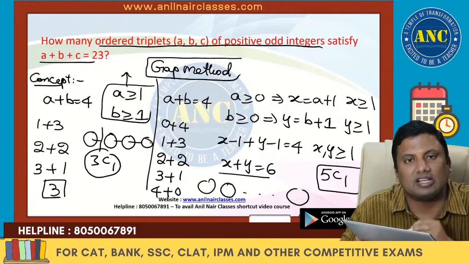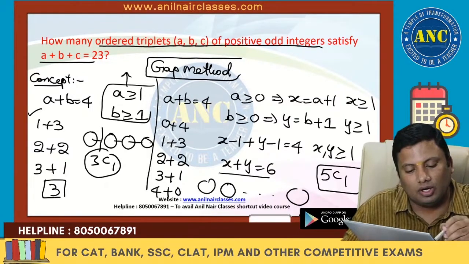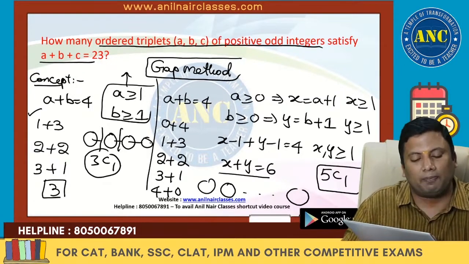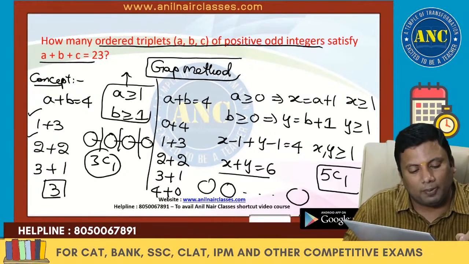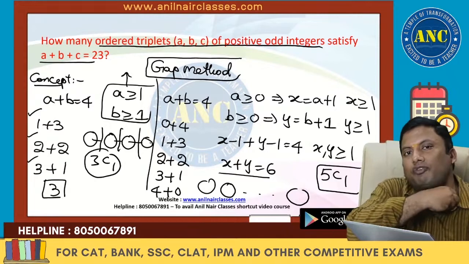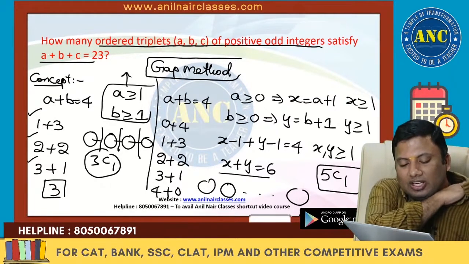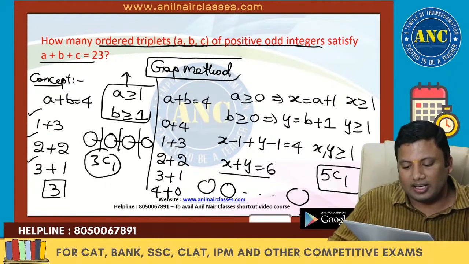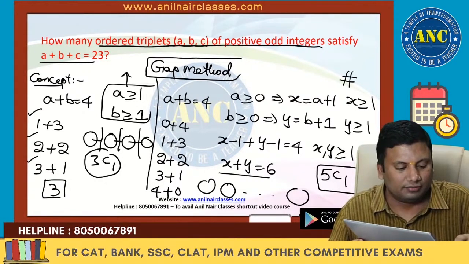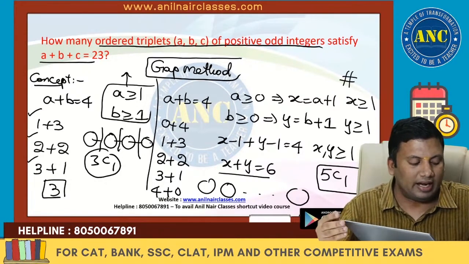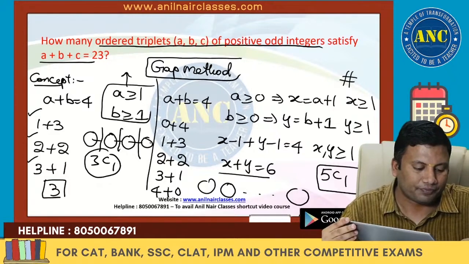If I select this gap, 1 plus 3, one solution. If I select this gap, 2 plus 2, another solution. If I select this gap, 3 plus 1, another solution. If 4 balls are kept in a line, there are 3 gaps. Select any one. You don't need to do all these variable changes also. Directly you will get the answer.